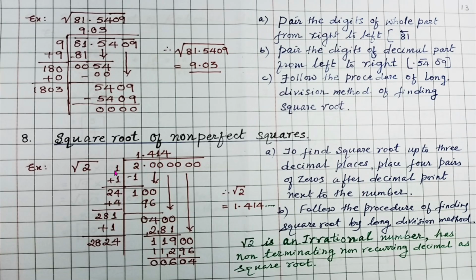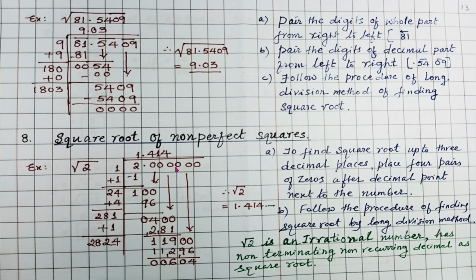Now choose the first pair, 2. 1 into 1 is 1. I cannot take 2 here because 2 into 2 becomes 4, which is more than 2. So 1 into 1 is 1, 2 minus 1 is 1. Bring the first pair of zeros down. Add 1 here, becomes 2. I have chosen the digit 4 here because 24 into 4 is 96, which is less than 100. Subtract it, we get 04.